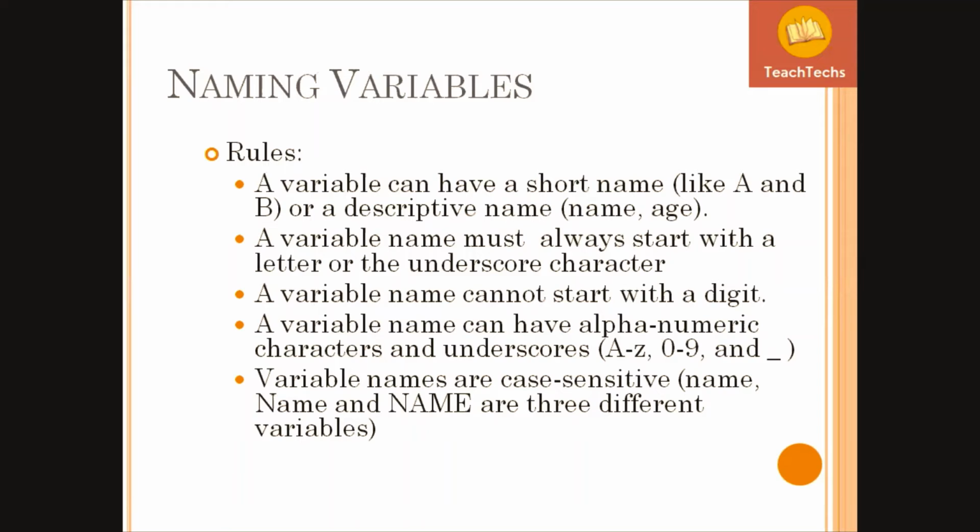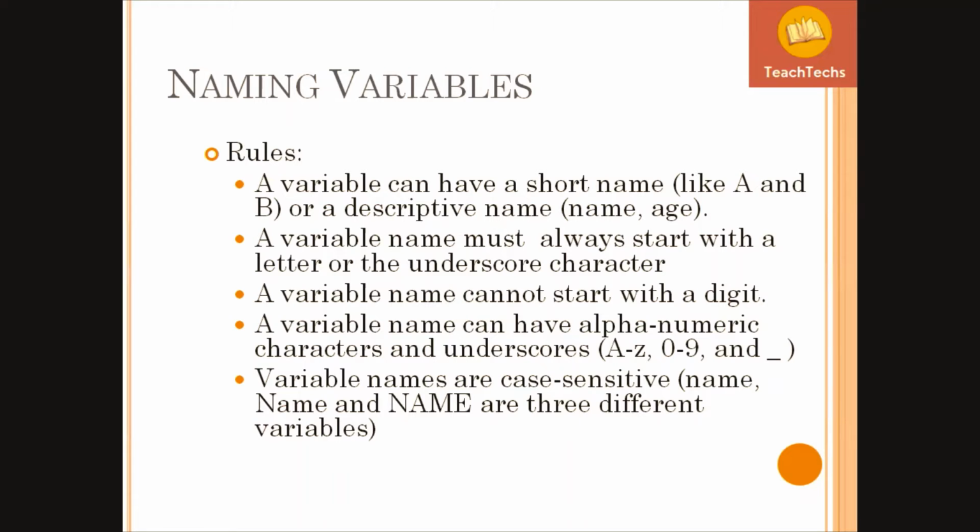When you want to name a variable, we have to follow certain rules. The first rule: a variable can be named with a short name as well as a descriptive name. When you want a short name for a variable, you can name it like A, B, C, X, Y, Z, and many more. If you want a descriptive name, you can choose words like name, age, speed, mass, storage, etc.